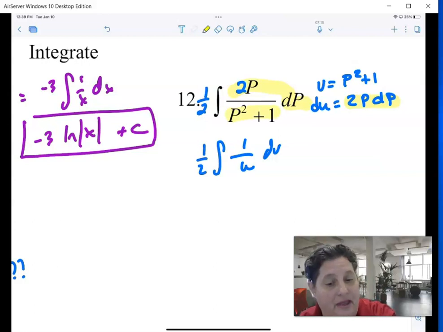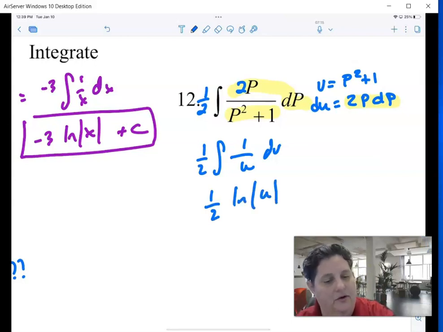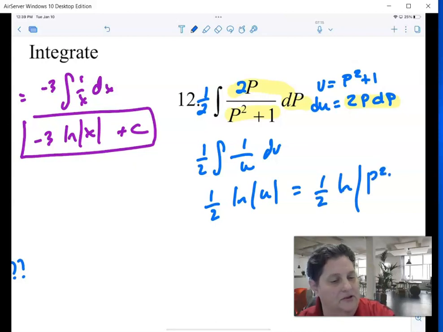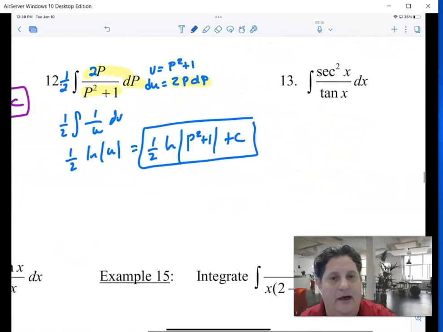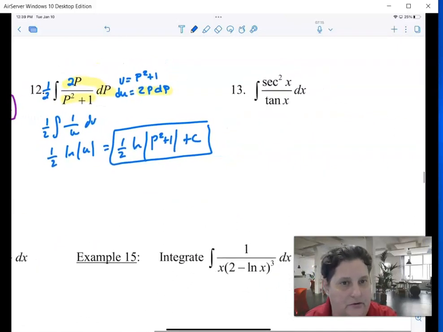All right? And the integral of 1 over u, whenever you guys get to that point, it's just like, oh, cool, that's ln. So that's 1/2 ln u. And so at the end, I can plug it back in and say it's 1/2 ln of p squared plus 1 in absolute value signs plus c. Okay, so this is how we do ln integrals.